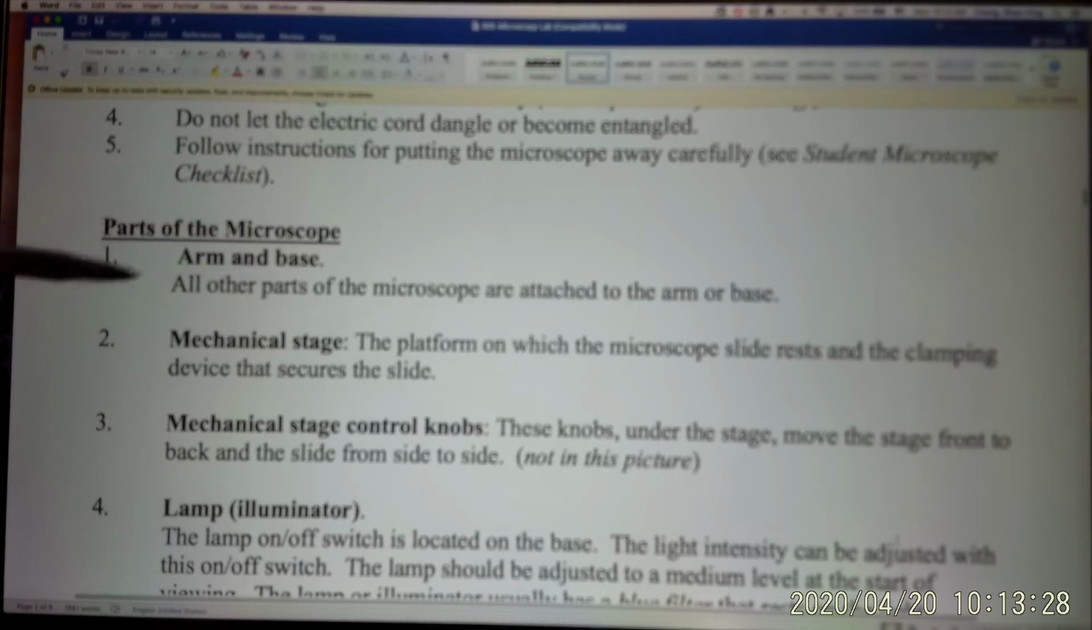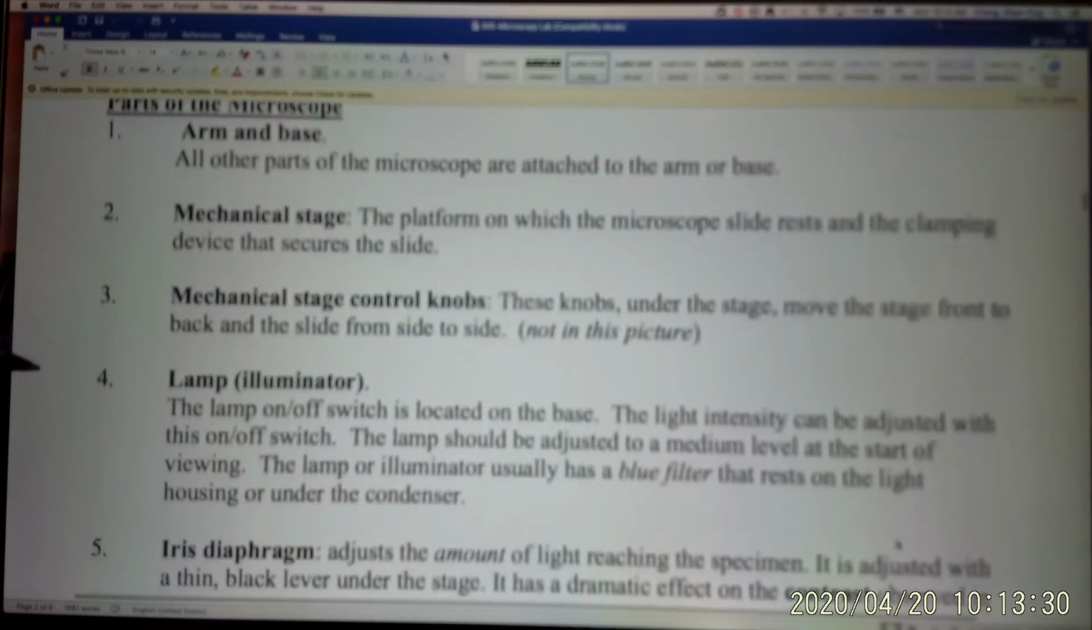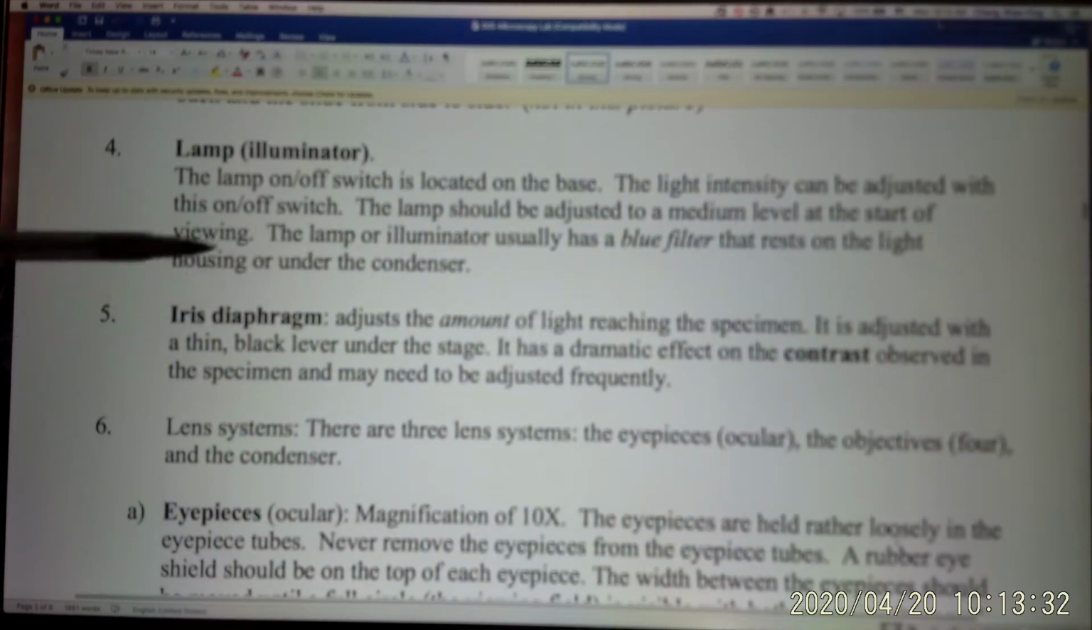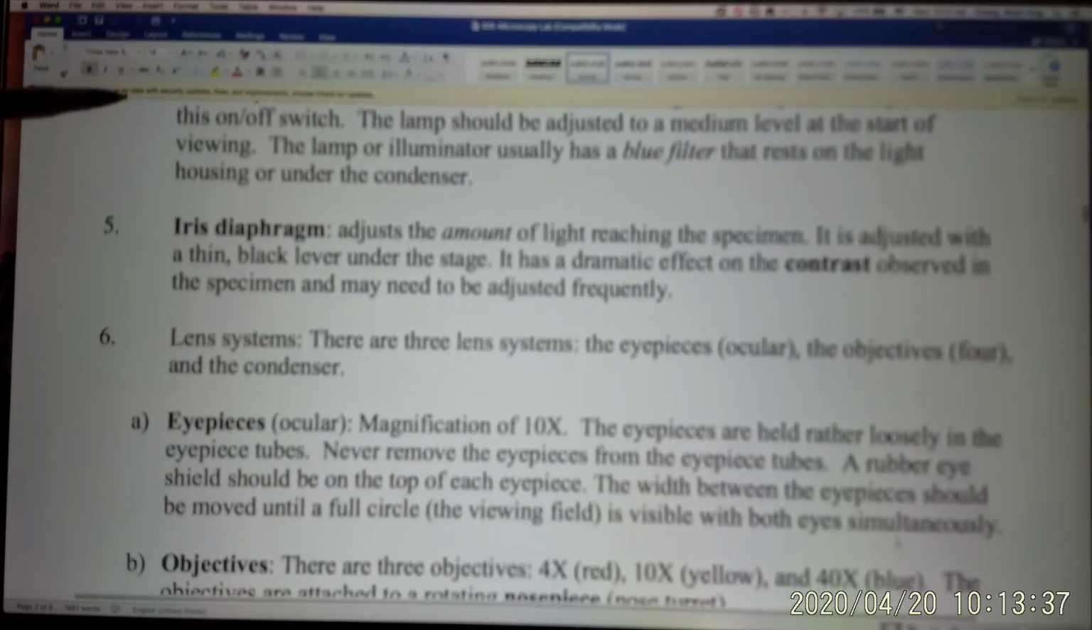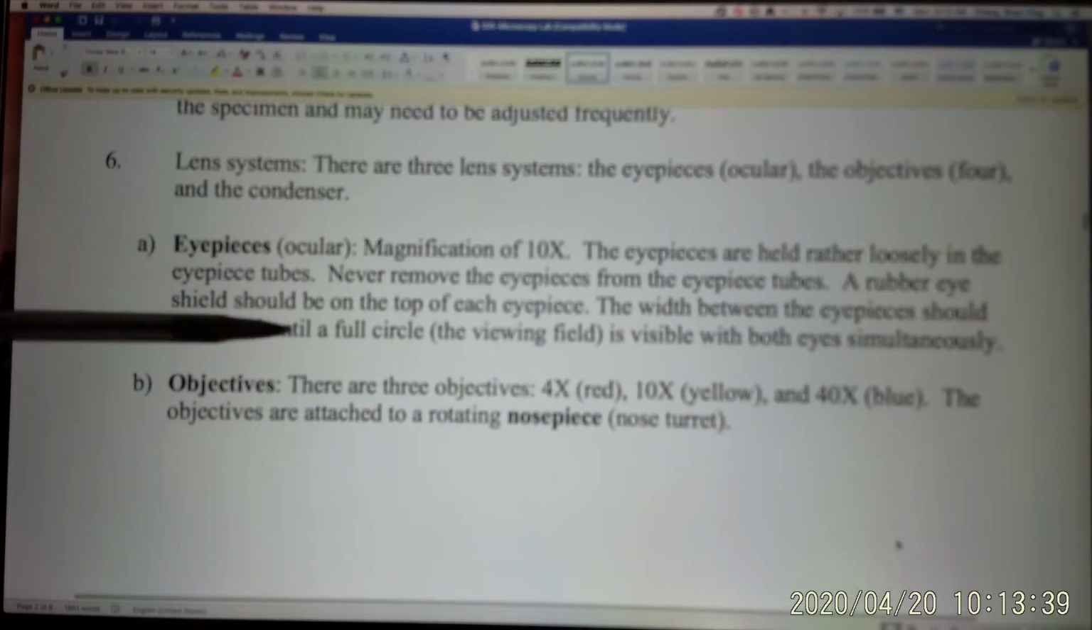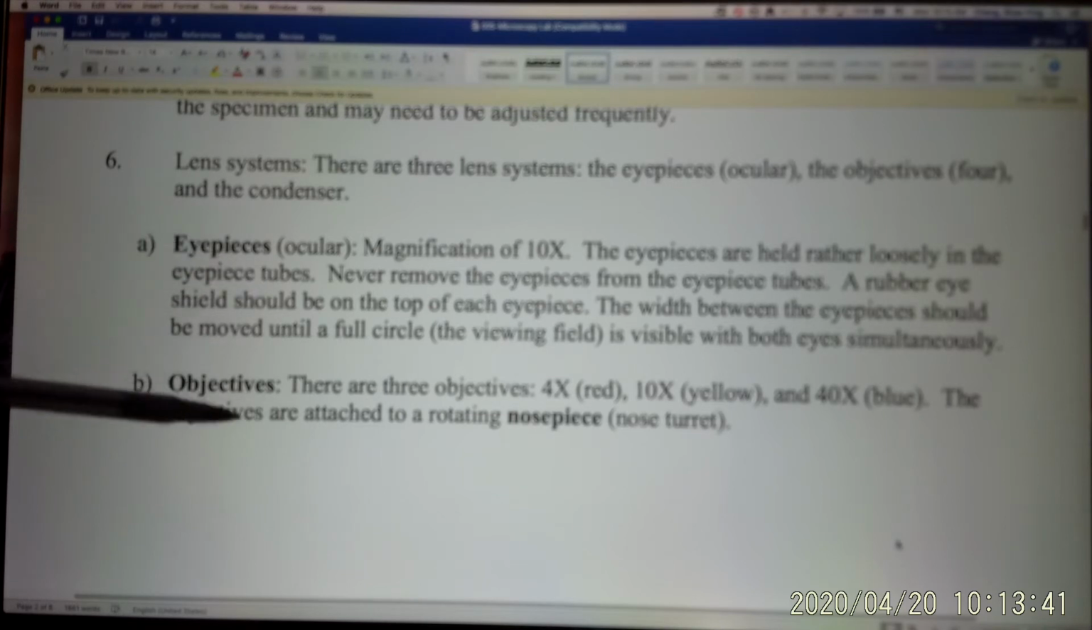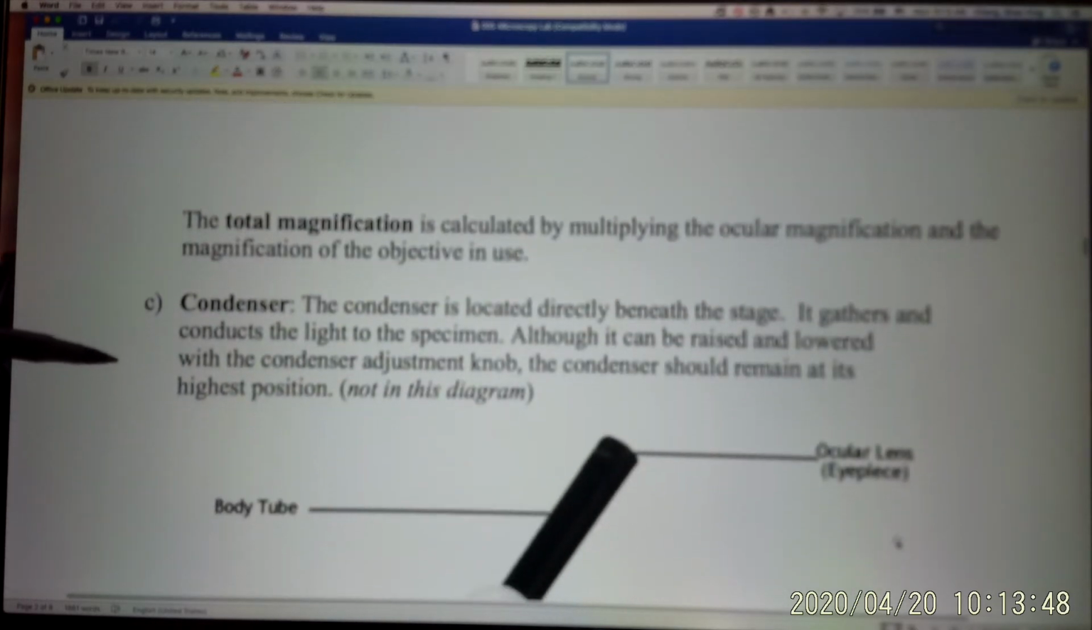You have the arm, the base, the stage, and the iris. The iris is the one that changes the amount of light going into your microscope. And your ocular lens is the lens that touches your eye, and the objective is the lens that touches the tissue. And you need to know the total magnification. The condenser stays beneath the stage. It changes the light level.